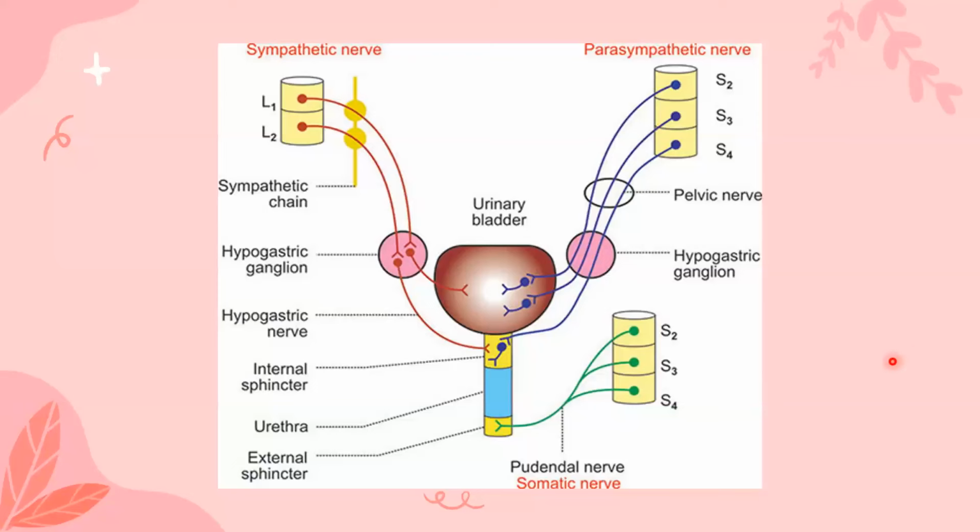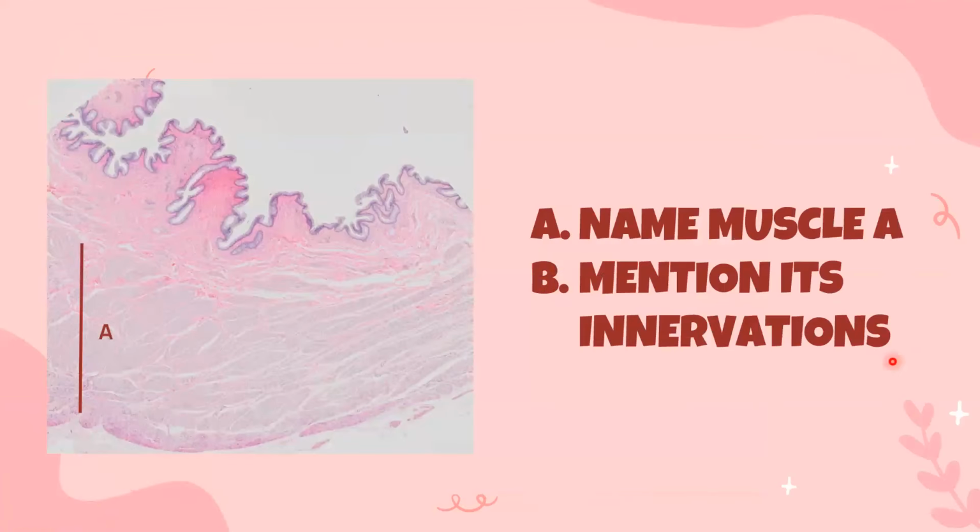Anything and everything has to have histology that links back to it. You're welcome. I just really hope that it's helpful. All right, so name muscle A. This entire length is muscle A, and mention its innervations. You guys have to be pros at this by now. Detrusor muscle, perfect.